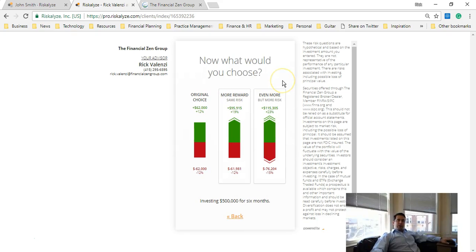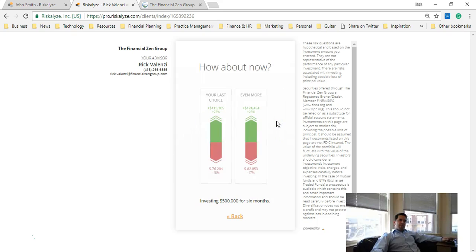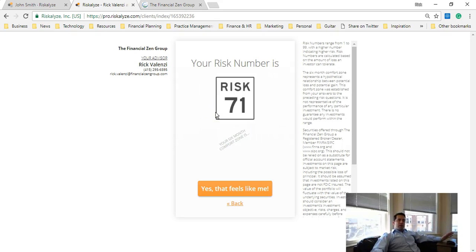He clicks there. Then it drills down a little bit deeper and it says, well, what if we could take on just a little bit more risk for just a little bit more reward? John says, yeah, that sounds good. Okay, let's do that. And then we get to the final option and it says, what if we take on even more risk, but for even more reward? Now John says that's a little bit more than I'm comfortable with. Let's stick with our last choice. And John scores a 70 on the risk assessment scale.